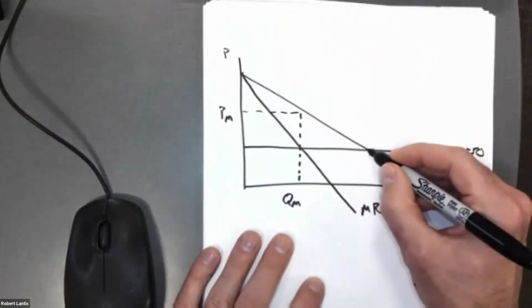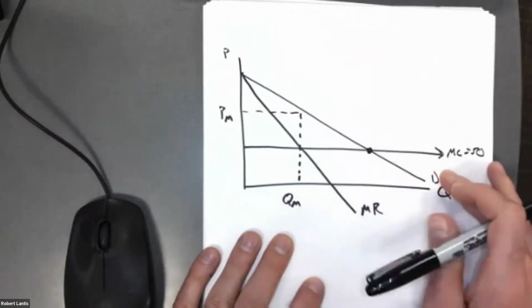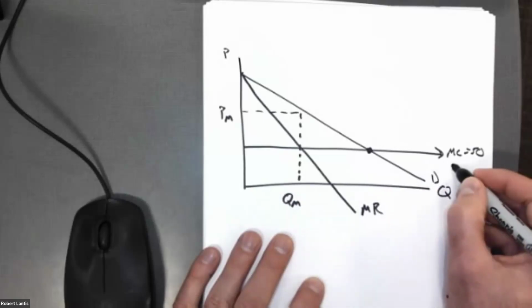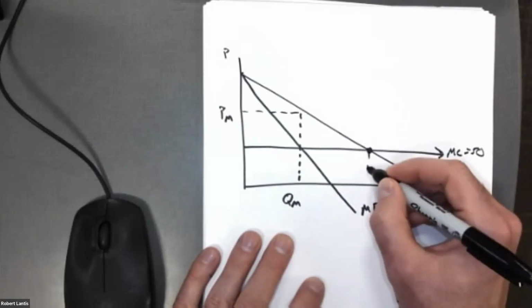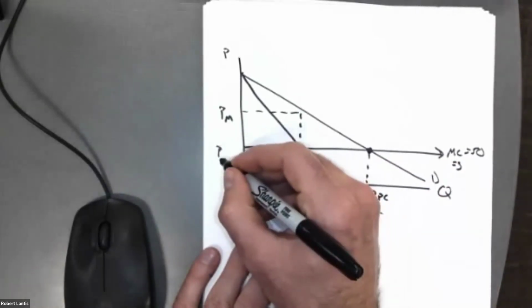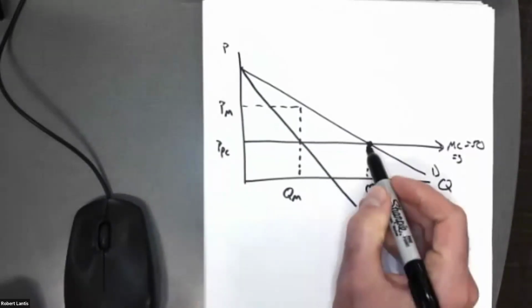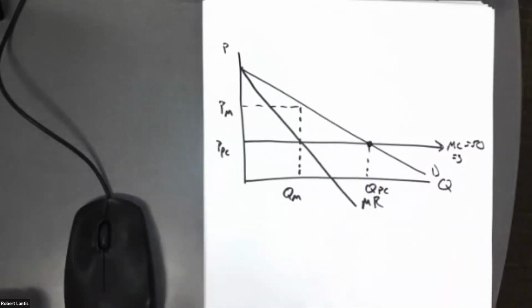The quantity of a perfectly competitive market is, well, if we're in the long run, we have constant marginal costs, right? That really represents our supply curve. So supply would be equal to demand. The perfectly competitive quantity is out here. And with horizontal or constant marginal cost, the price is set right at that point as well.